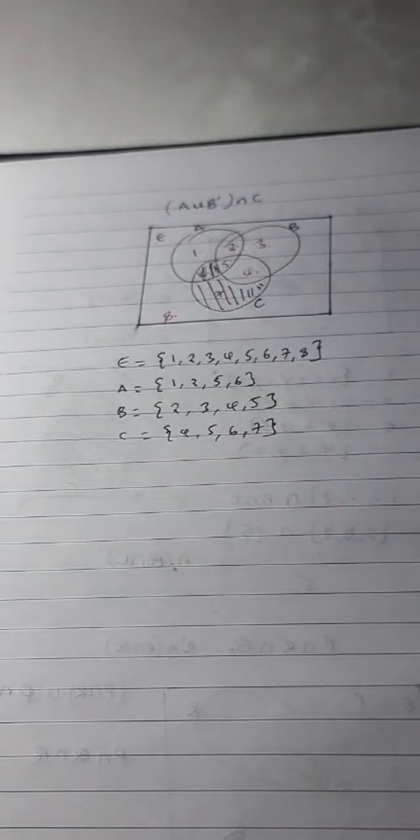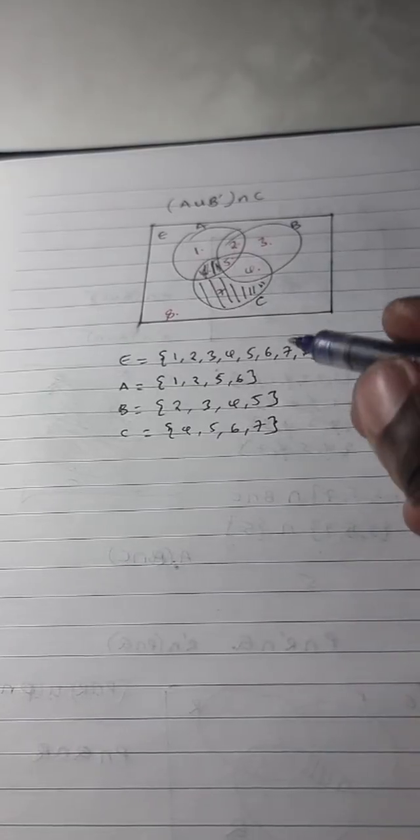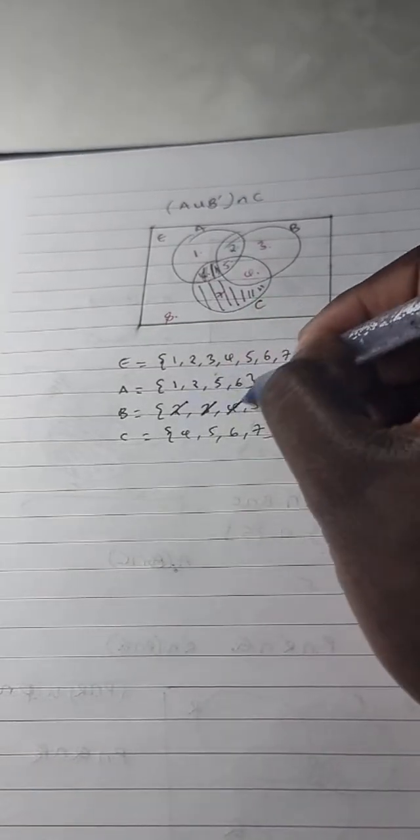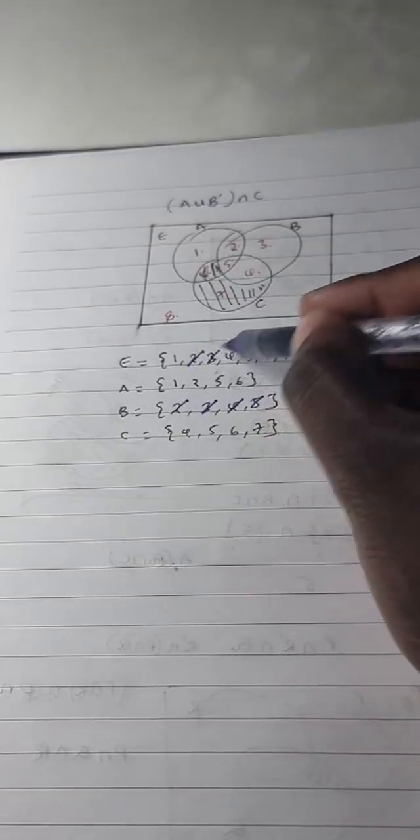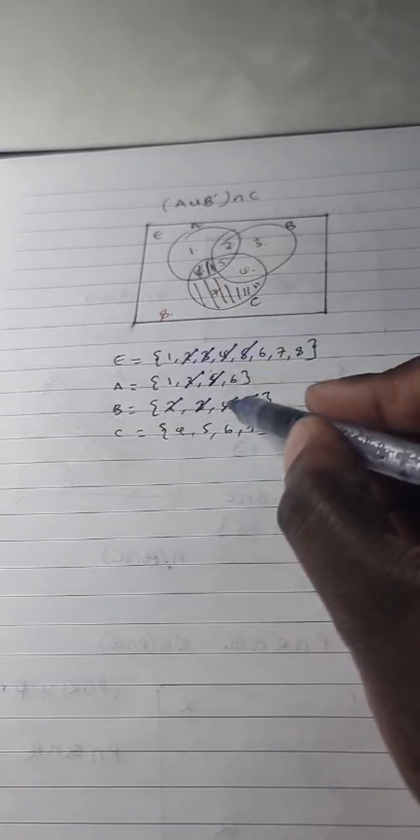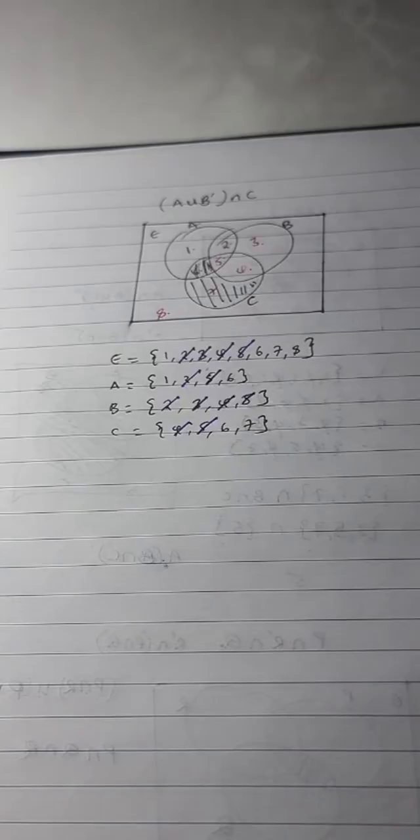Okay, since B has a complement, please pay attention. Since B has a complement, meaning that any element that is in B should go. So 2, 3, 4, 5 has to go. So we have gotten rid of set B.